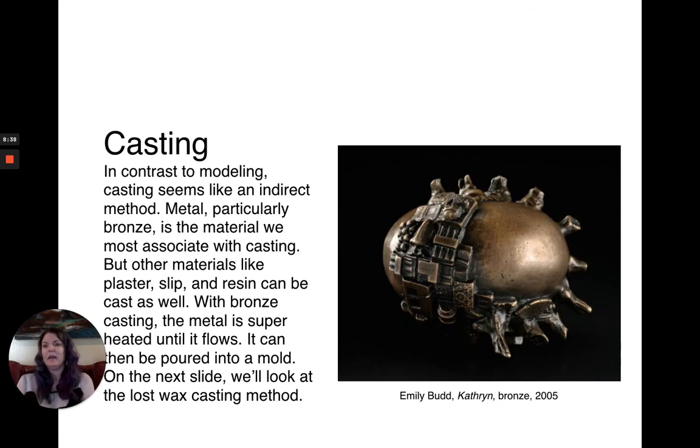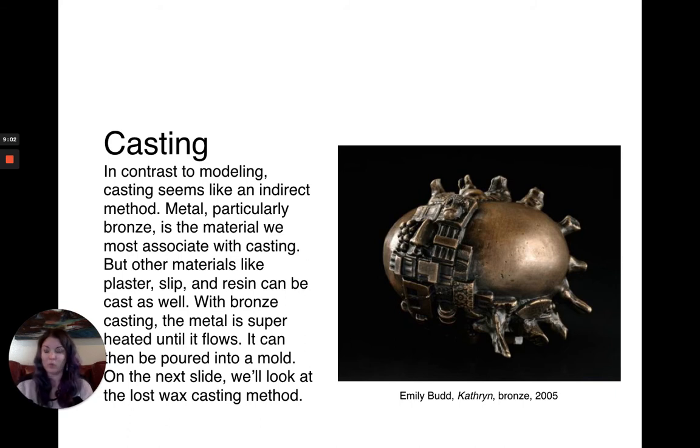Casting. In contrast to modeling, casting seems like an indirect method. Metal, particularly bronze, we associate with casting, but you can also cast aluminum, you can cast iron. Metal is the material we most associate with casting. You can also cast other materials like plaster. You can cast slip, which is a form of ceramics.